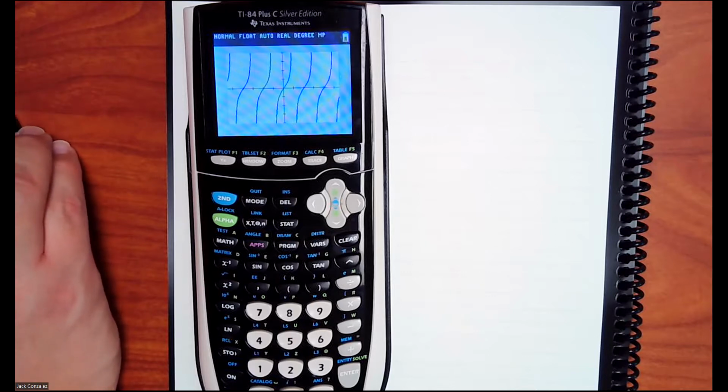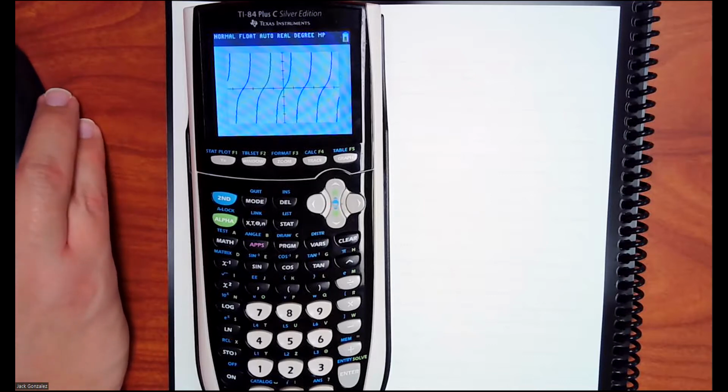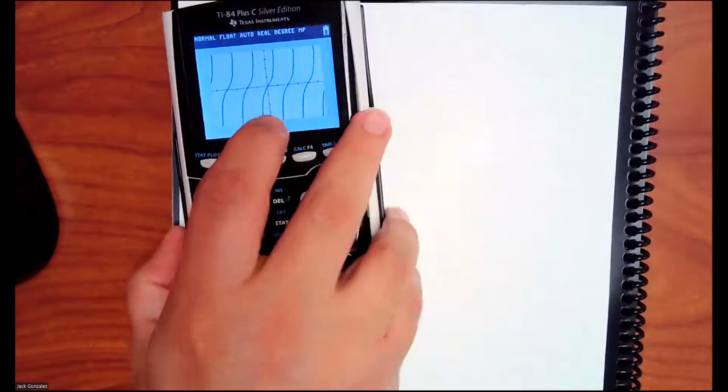Yeah, see the link right there? You just click that when you're working, and it'll pop this up. Yeah, it should be two. Just press zoom trig whenever you can't see something. Also, zoom standard to do a basic graph.